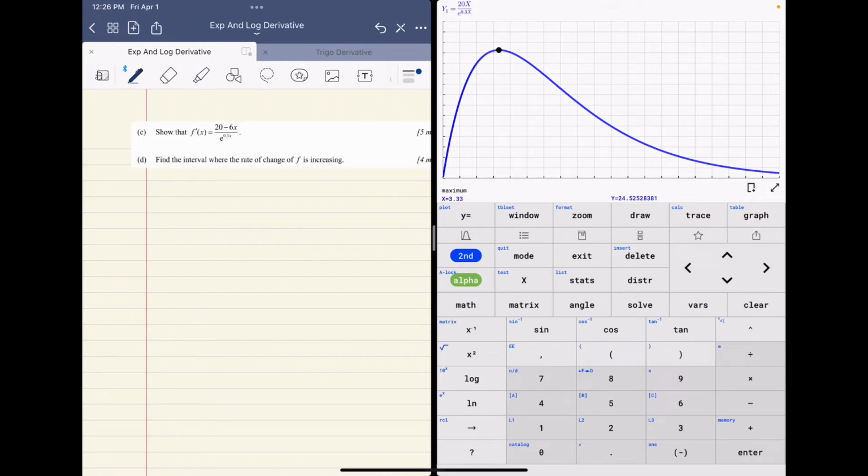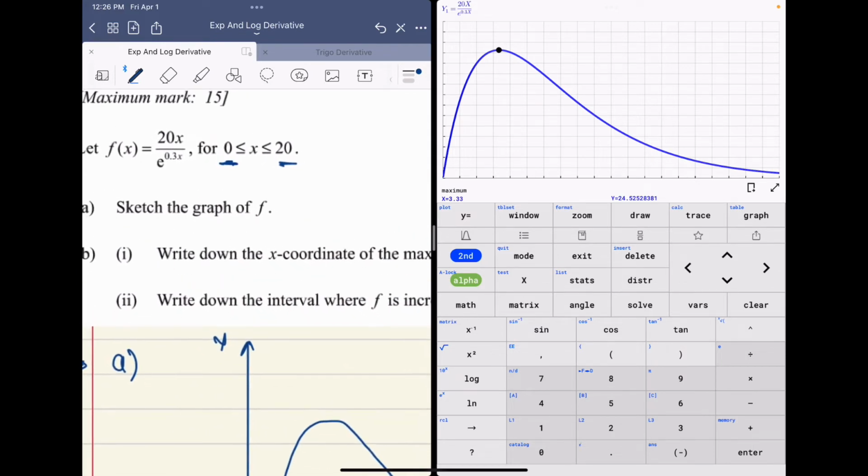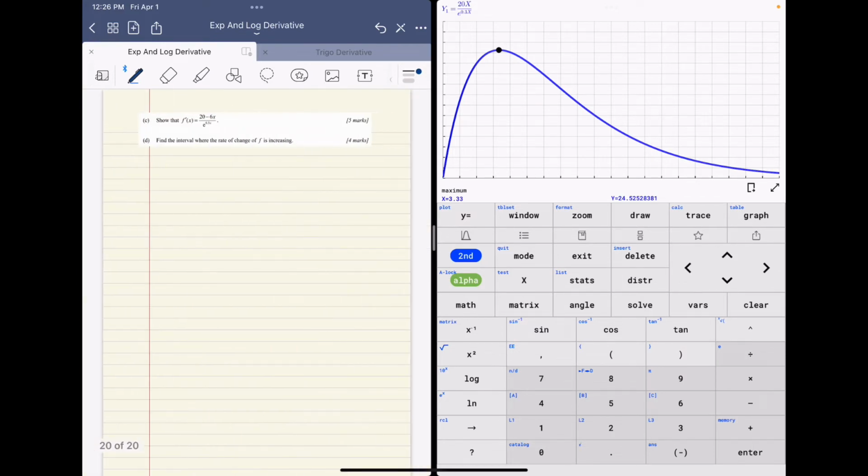Next, show that f dash x is equal to 20 minus 6x over e raised to 0.3x. This is a 5 mark question. You can see here 20x over e raised to 0.3x is a u over v form. That is the quotient rule. So I will write down u is equal to 20x, so u dash is 20. V is equal to e raised to 0.3x, so v dash is equal to e raised to 0.3x times 0.3.